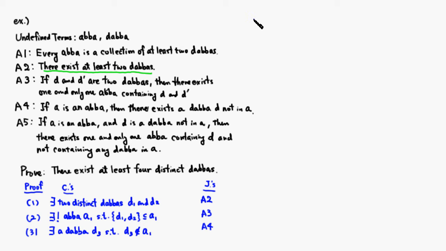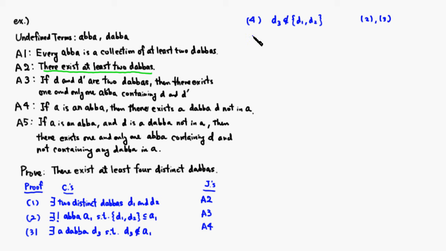So maybe I should write that. Line 4, we know that D3 is not the same as D1 and D2. This is just combining line 2 and line 3, to make sure that this is actually the third daba. So we have a third one. We just have to find one more.